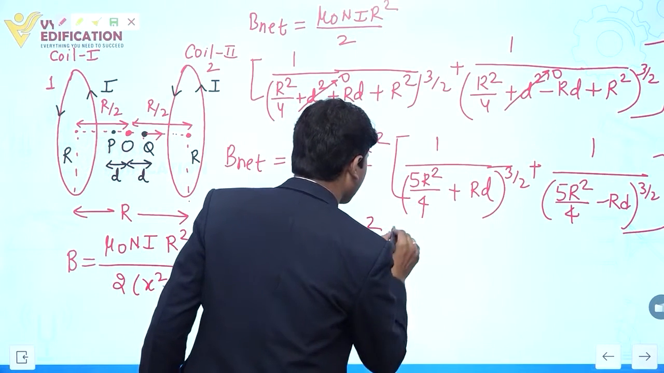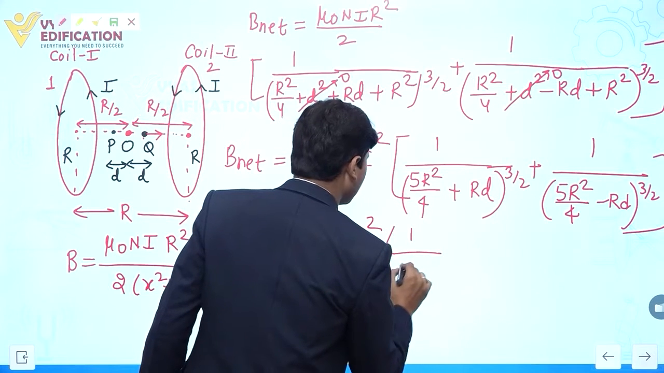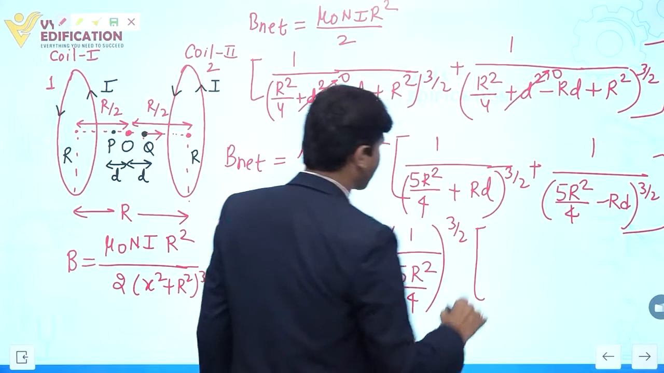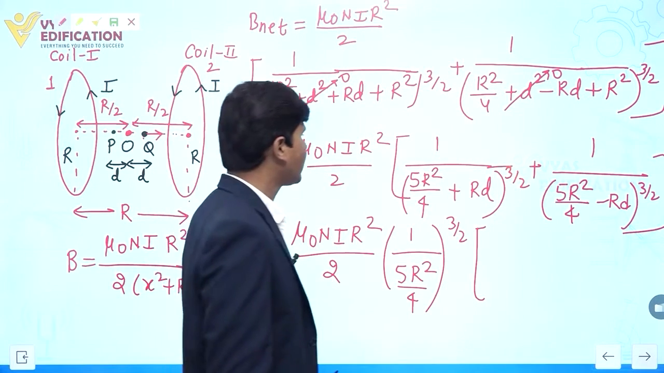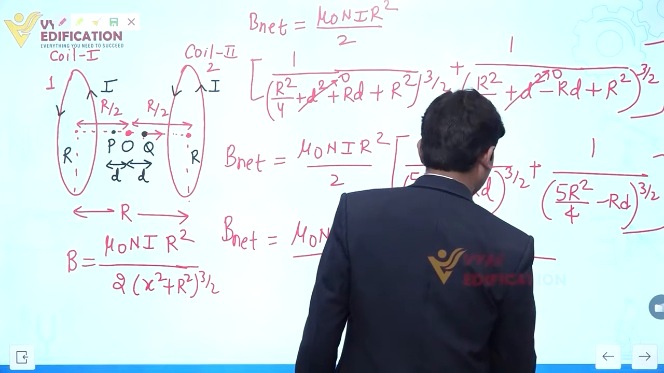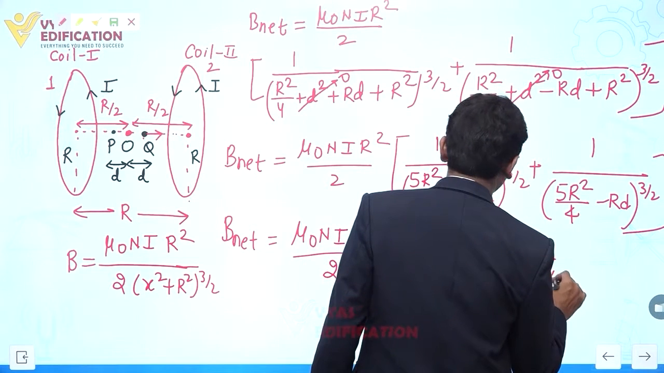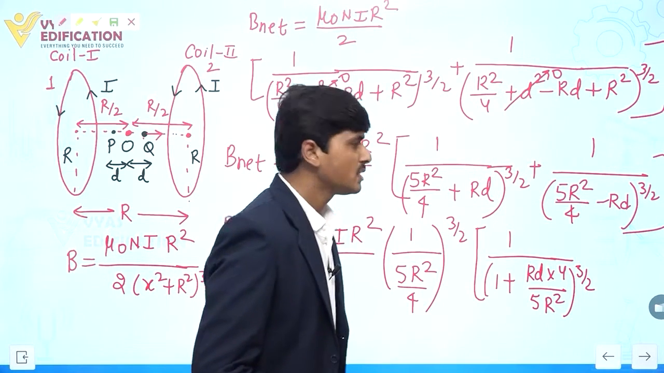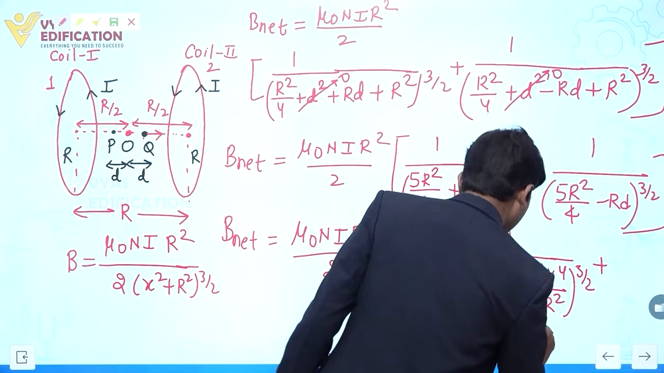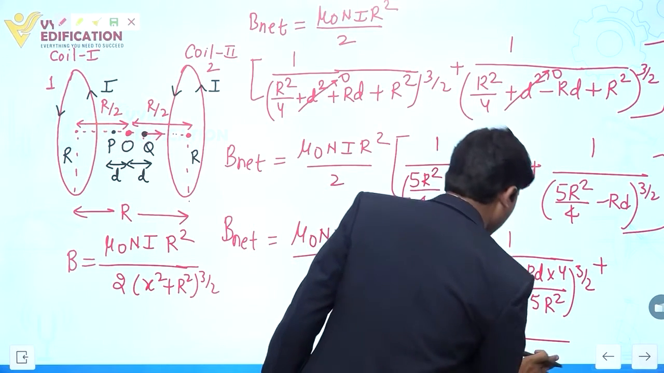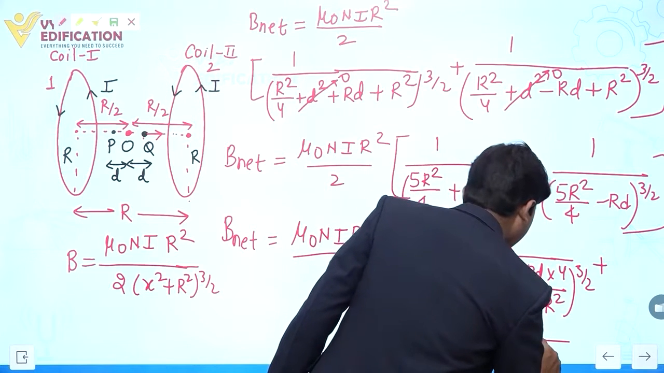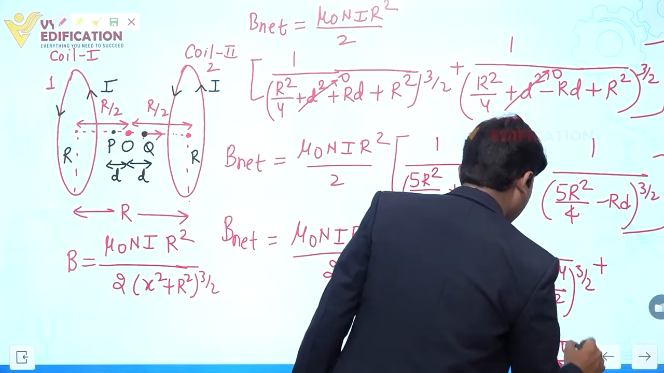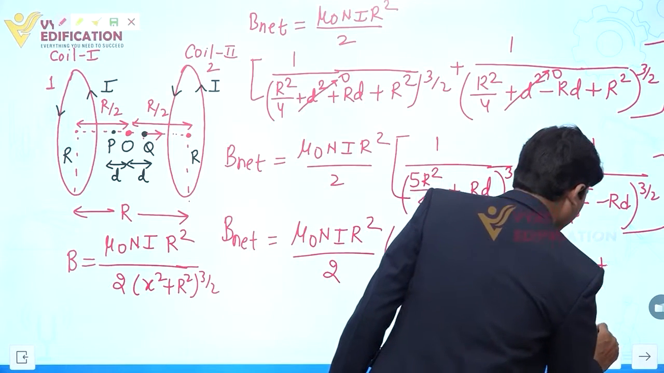So we can take common here. This value is given. I am just writing it like this: 1 upon 5r square by 4, and we have this power 3 by 2. Clear? So now how can I write it? We can say 1 upon 1 plus RD is already there, this is 4 upon 5 R square, and this power is 3 by 2. Same, I can say here plus 1 upon 1 minus, here we have minus, RD multiplied by 4 divided by 5 R square, and here we have power 3 by 2.